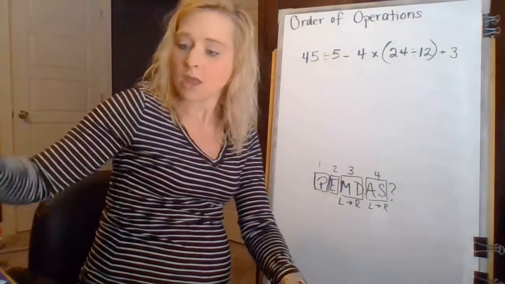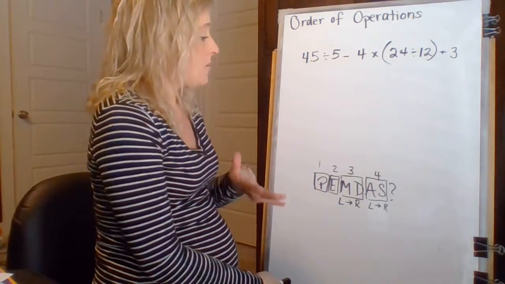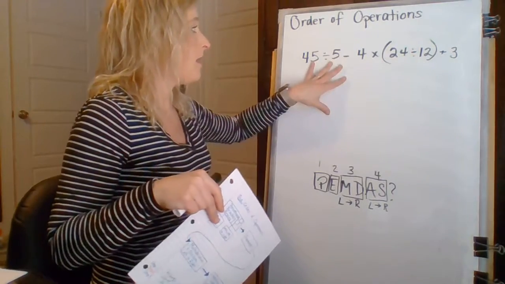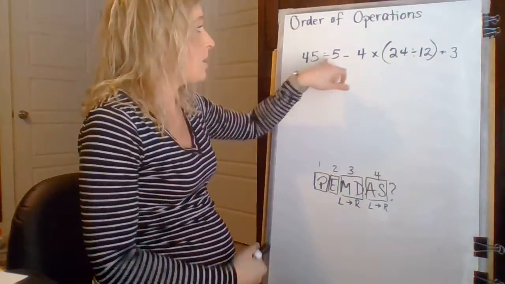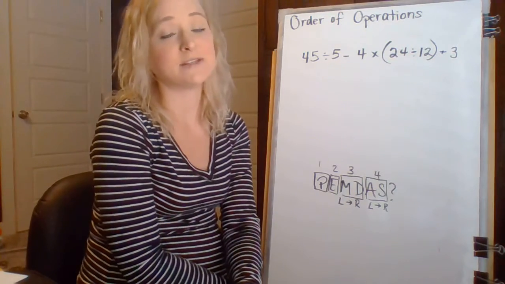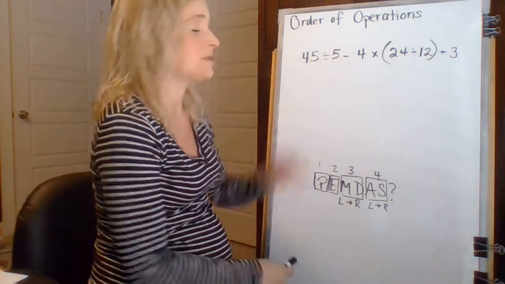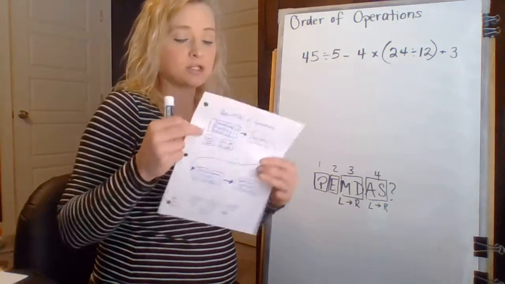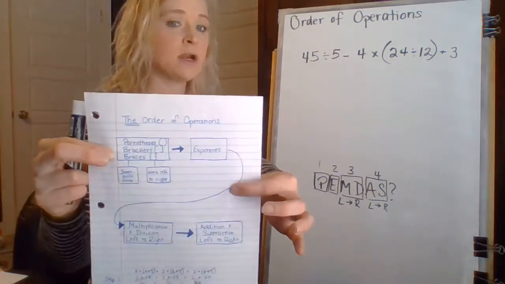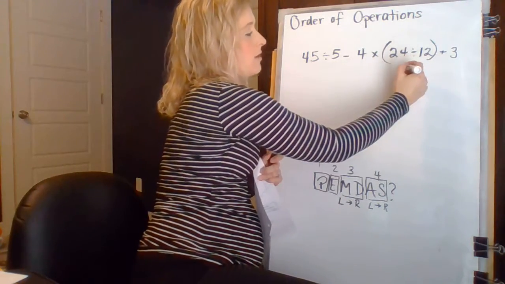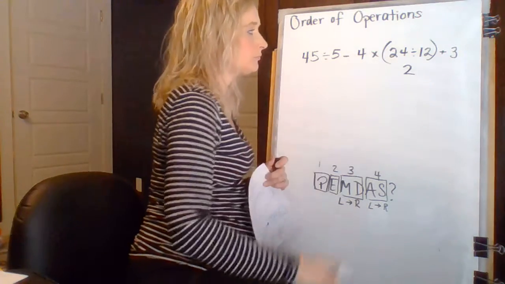So let's apply the order of operations, the thinking map, to this problem here. There are 1, 2, 3, 4, 5 operations. So we are going to have 5 steps, okay? The operations tell us how many steps we're going to have. So if I'm thinking about my order of operations, I always do parentheses first. I only have one set of parentheses, so I'm going to do 24 divided by 12, which is 2.